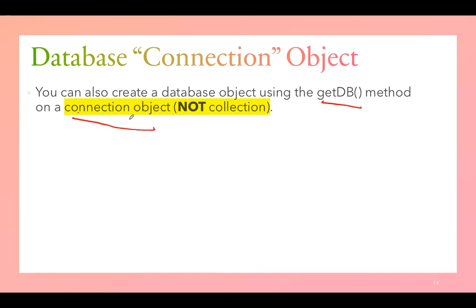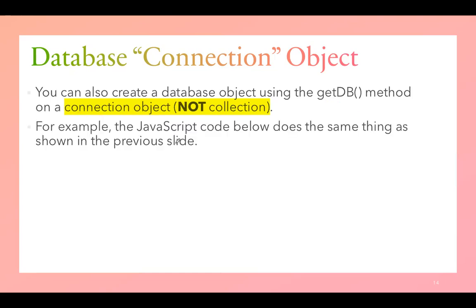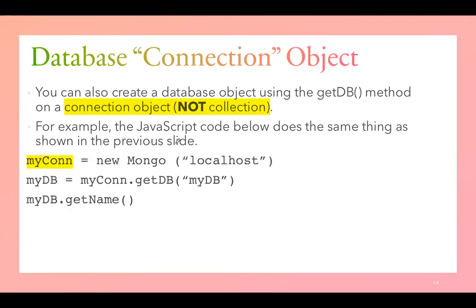By the way, this is a connection. Don't confuse it with the collection. Collection is a different thing. So one of the things we can do is create a connection object and use that connection object to connect to the database. And we can see some examples. For example, the JavaScript code below does the same thing as shown in the previous slide.